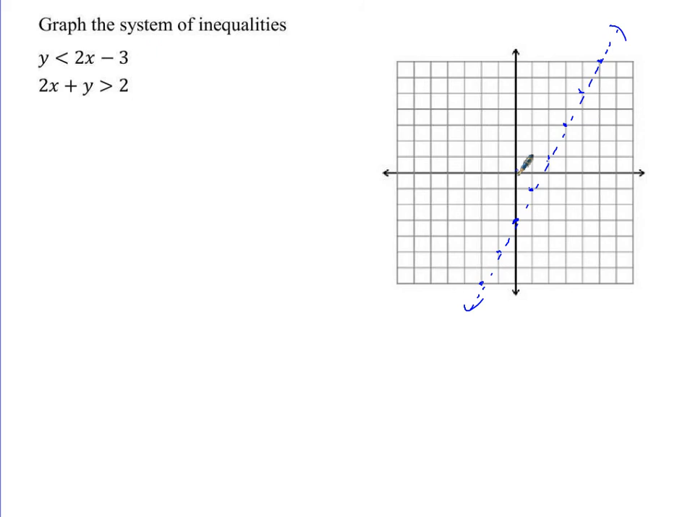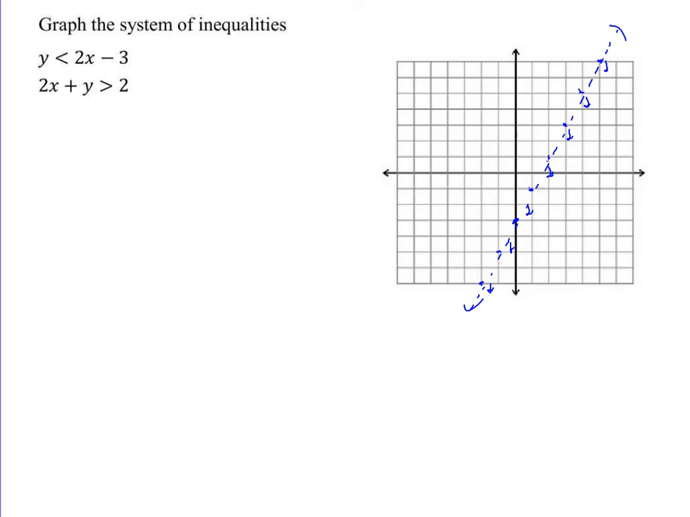So that means this test point did not work, which means this region does not work. Don't shade yet. Which means this region works. So I'm not going to shade. I'm going to mark it by drawing little arrows down off of my line. That just tells me that that's the region that I'm shading, and it avoids having to shade all of that stuff. Okay? Little arrows down. They're not little arrows to the right. They're little arrows down. Always either up or down, above or below, never right and left.